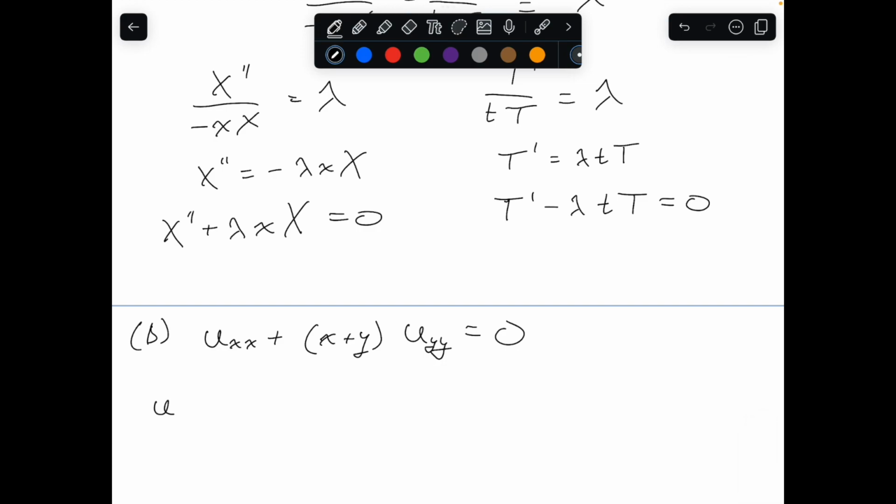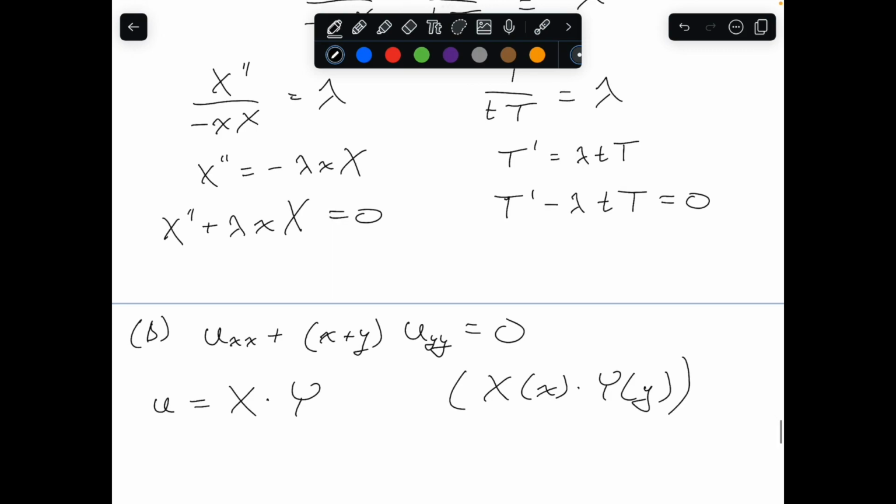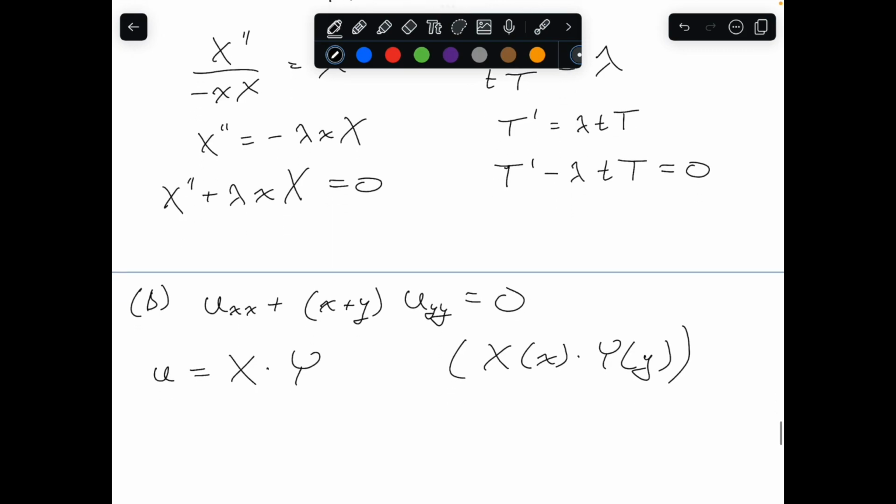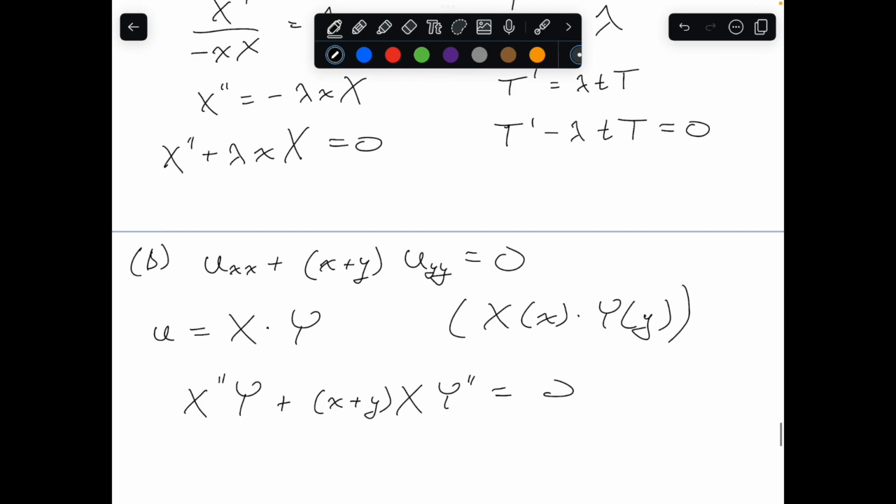So in this case, our function is of x and y. So we'll write u as capital X times capital Y, or capital X of little x times capital Y of little y. And so when we plug this into the DE, we get X'' Y plus (little x plus little y) times X Y'' equals 0. And you'll see with this one, you just kind of get stuck.